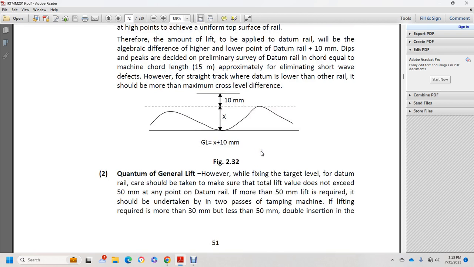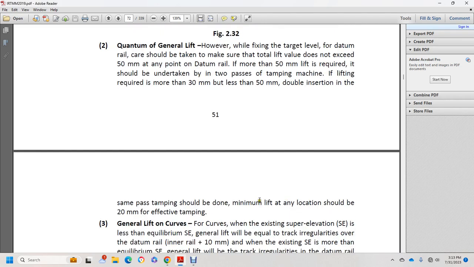2. Quantum of general lift. However, the fixing of the target level of the datum rail can be taken with a measure of the total lift value that does not exceed 50 millimeters at any point of the datum rail. If more than 50 millimeters of lift is required, it should be undertaken with two passes of the tamping machine. If the lift required is more than 30 millimeters but less than 50 millimeters, double insertion is done with the same pass tamped. The minimum lift at the location should be 20 millimeters in effect with the tamping.